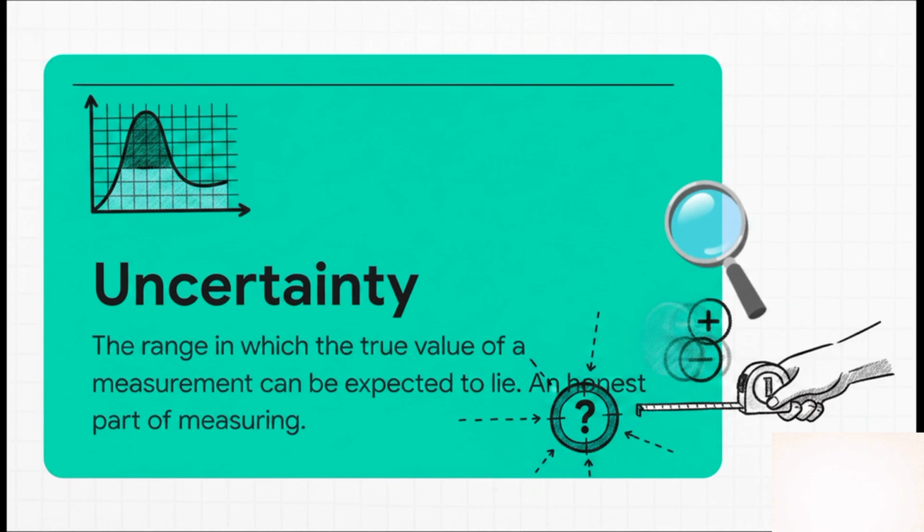Because scientists know these errors exist, they embrace this imperfection by always stating an uncertainty with their measurement. Now this is so important. Uncertainty is not admitting you made a mistake. It's an honest, upfront way of saying, here's the range where we're confident the true value actually is. It's a huge part of being a good scientist.